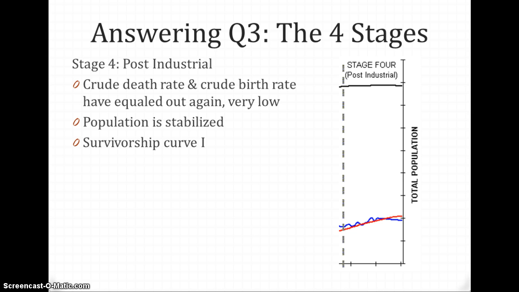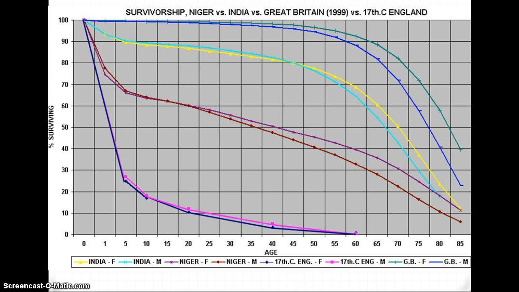Now, you may be thinking, okay, I understand how survivorship curves apply to different species, but how do we actually see this reflected in more developed versus less developed countries? And so I will show you. Here we have a graph detailing the survivorship in Niger, India, and Great Britain in 1999 versus 7th century England. Now, the survivorship has been divided for each country into male and female survivorship.